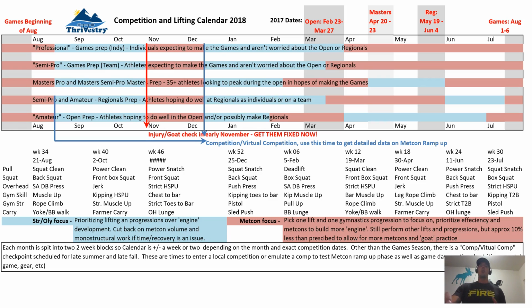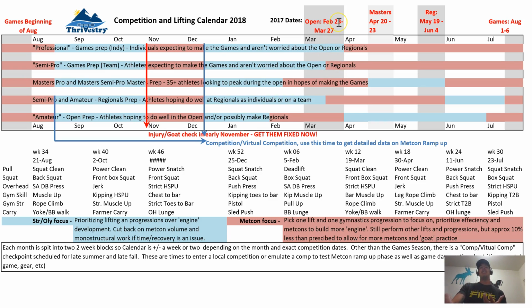Now what I've done is I've broken this out. Each month is basically broken out into 2-week blocks. So it's not exact, but it's going to give you some idea of where you should be on your different foci.